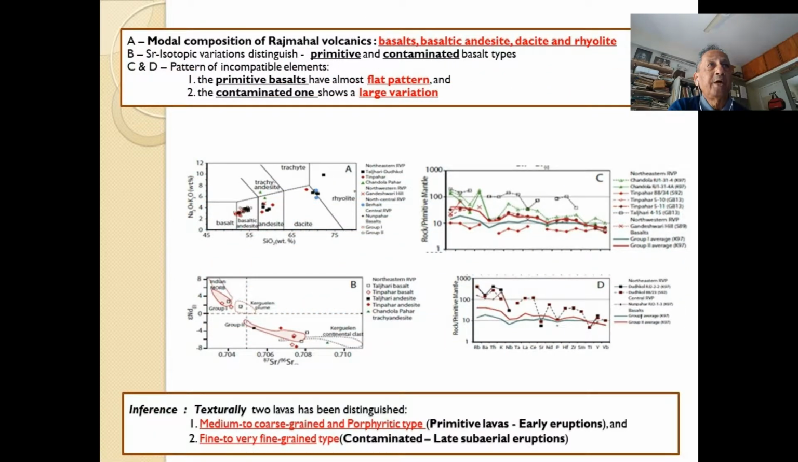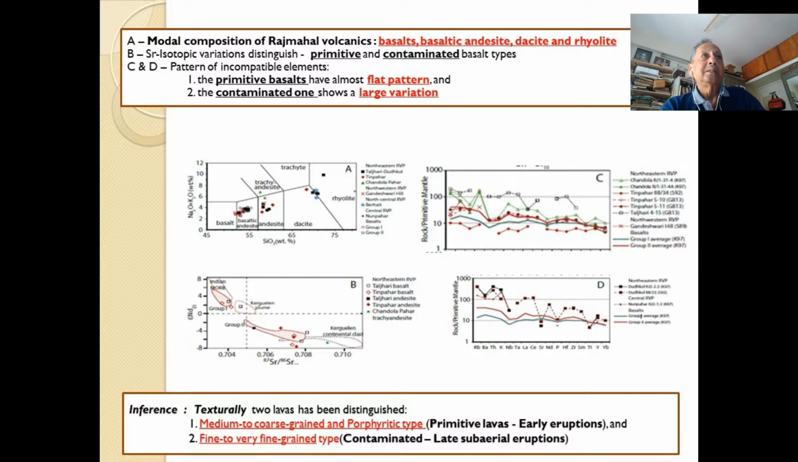Part of the variation or characteristics of Rajmahal basalts are shown in this slide, in which you find the Rajmahal basalts varying between basaltic andesite, dacite to rhyolite. And in slide B you find the basalt can be divided into two distinct categories. One is the primitive basalts with low strontium isotope, and the contaminated one with wide range of variation in strontium isotope.